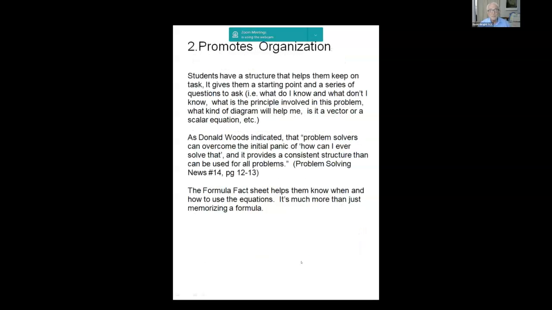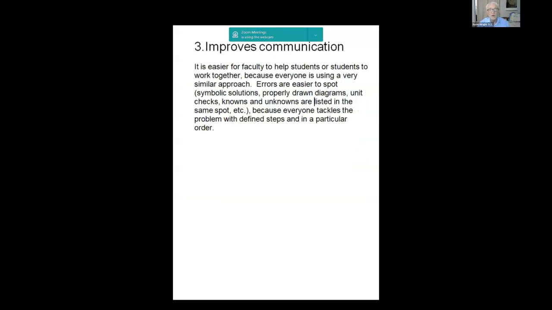It promotes organization. They get a starting point, a series of questions to ask. They don't panic in the beginning of the problem. It provides them a consistent structure that can be used for all their problems. We'll talk about the formula fact sheet later. It also improves communication.